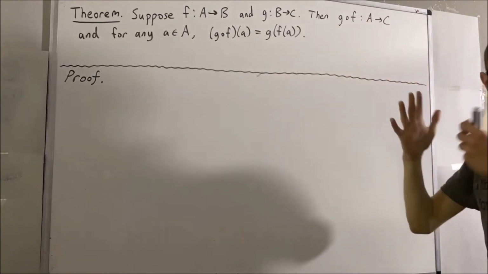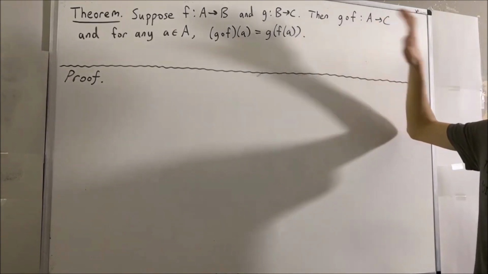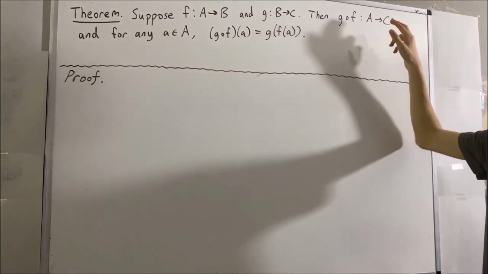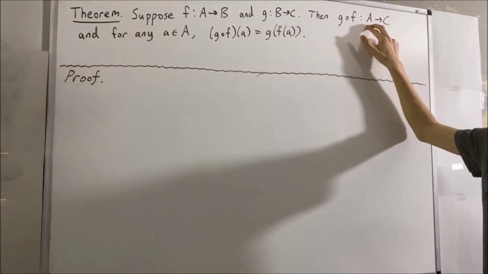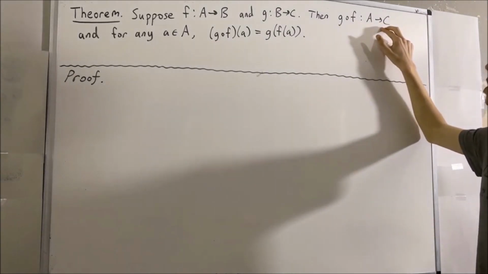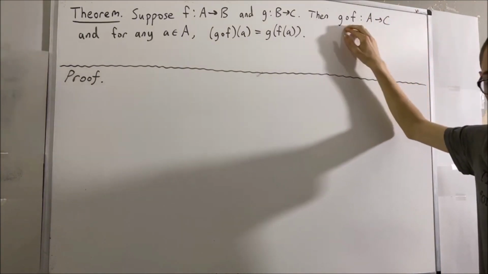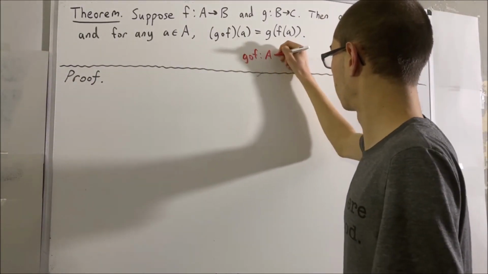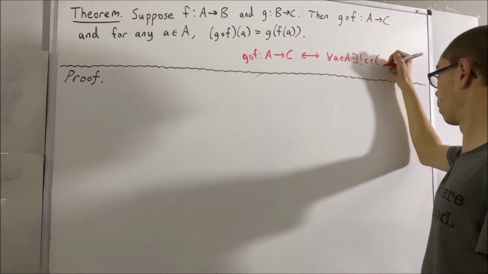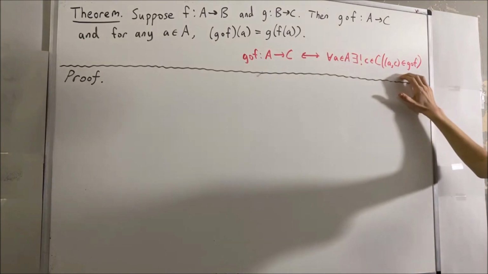Well, we have to think about what the definition of a function is. What we're really trying to prove is that for every element a in the set A, there is a unique element c in the set C, such that (a, c) is an element of g compose f. So really, this is what we're trying to prove.